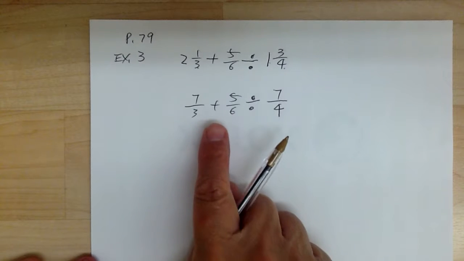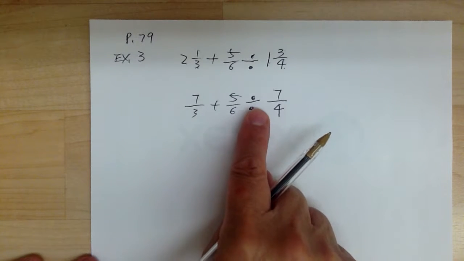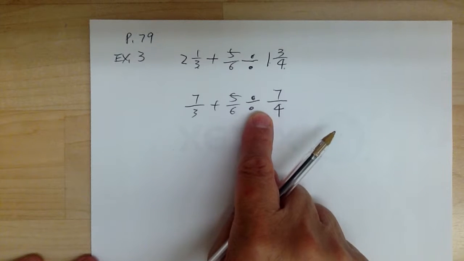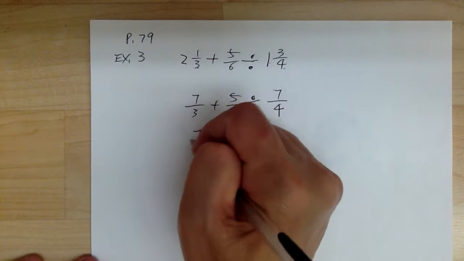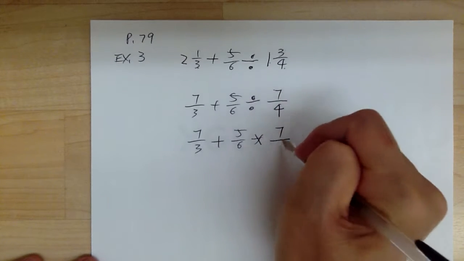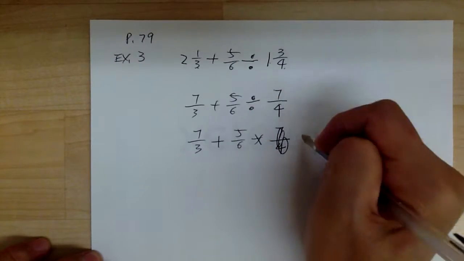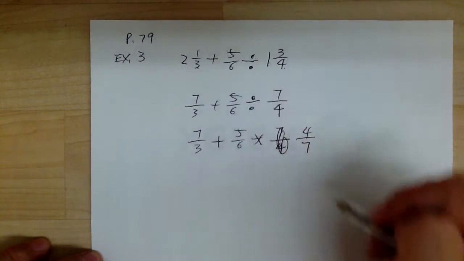Okay, so now you look. You have addition and division, so you have to do the division first. Now, when you're doing division, you have to convert into multiplication, right? So you got 7/3 plus 5/6 times 7/4. You have to flip it over, so 4/7. Okay.